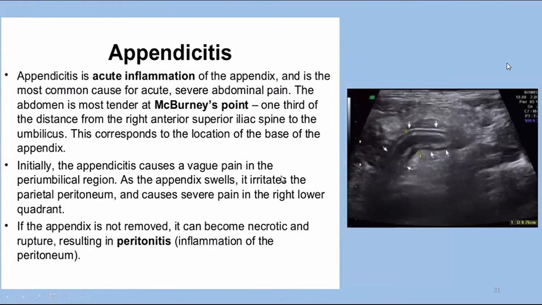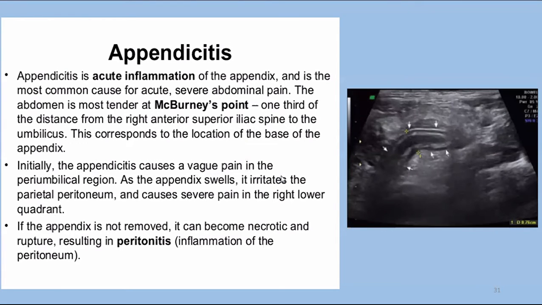Next, let's discuss if the appendix is inflamed. This is a fairly common phenomenon. I'm sure everyone has encountered this, when the appendix is inflamed, or appendicitis. It is the acute inflammation of the appendix, the most common cause of acute severe abdominal pain. The abdomen is most tender at McBurney's point, as I mentioned earlier. This corresponds to the location of the base of the appendix.